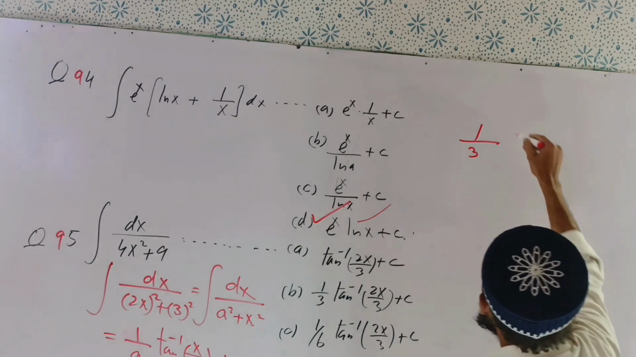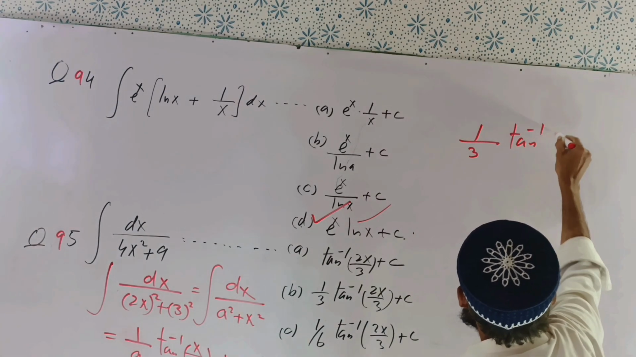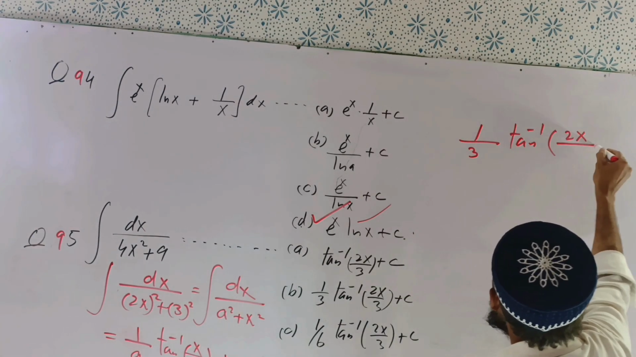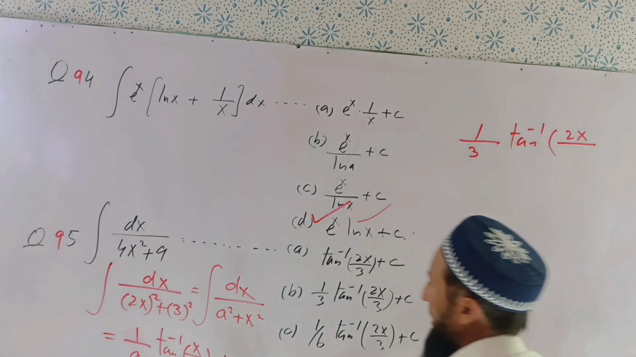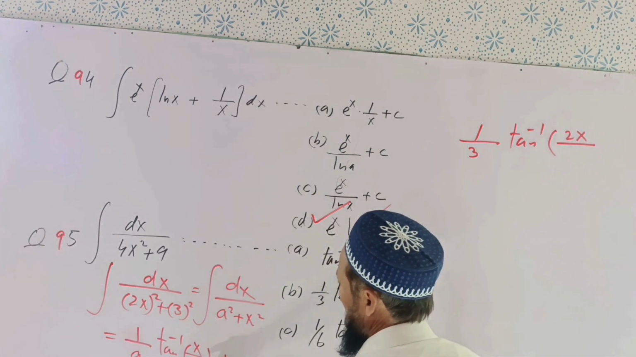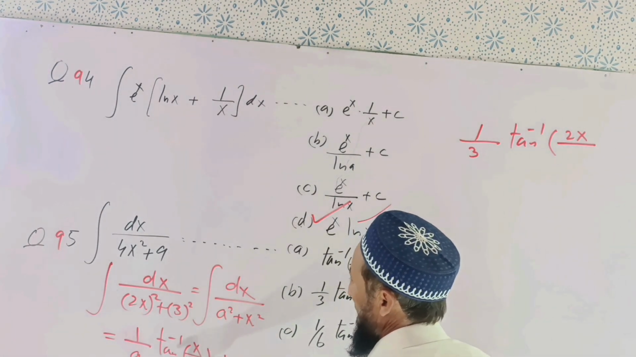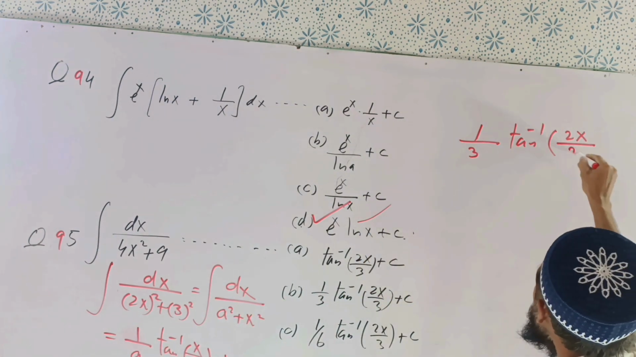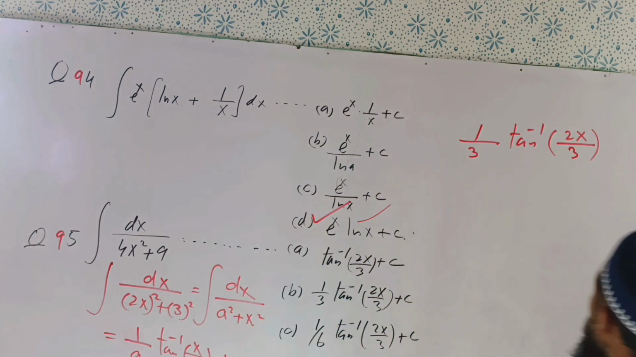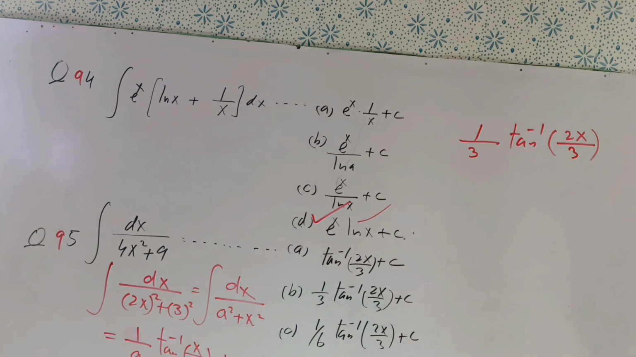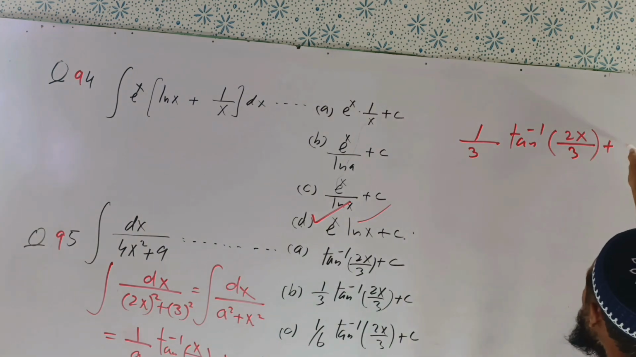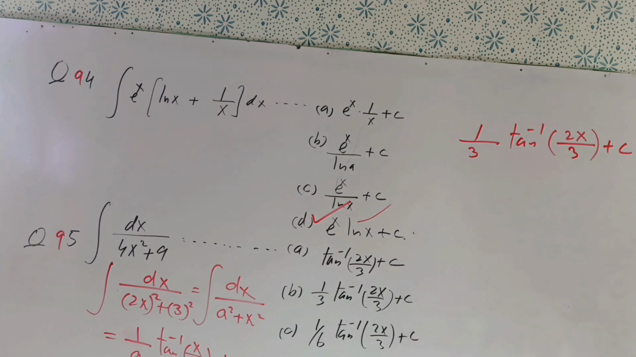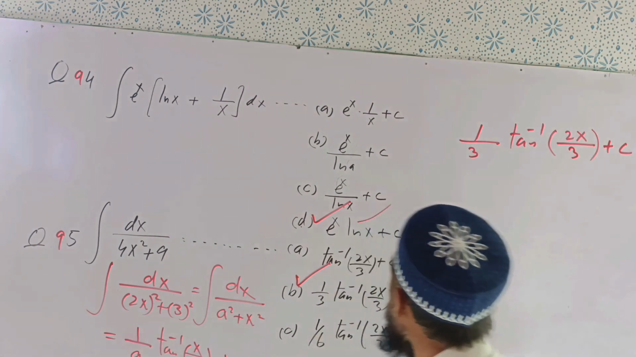Tangent inverse, in place of x we put 2x, and in place of a we put 3, plus c. Now we check the result. B is the correct option here.